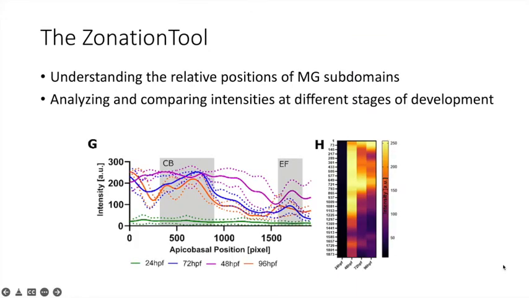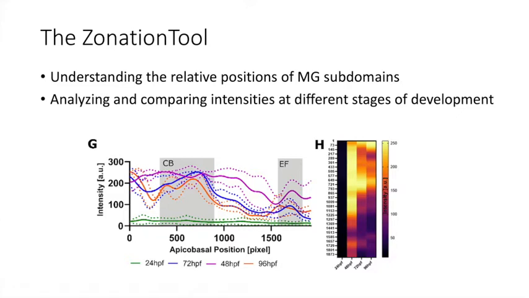Plotting of these results can allow us to understand the relative positions of subdomains of the cell and compare the intensities at different stages of development, as we can see on graph G and H, both representing the same data in different forms. We can see that from 24 hours post-fertilization to 96 hours post-fertilization, the subdomains' intensities and their positions have changed.